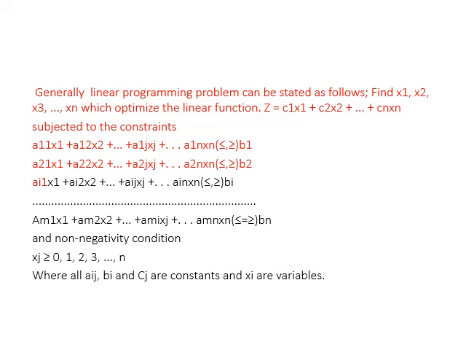Again, we can move to the third machine or third stage, where Ai1 x1 plus Ai2 x2 plus up to Ain xn. This explains stage number 3, or the process of production in the third machine. This is about the constraints.